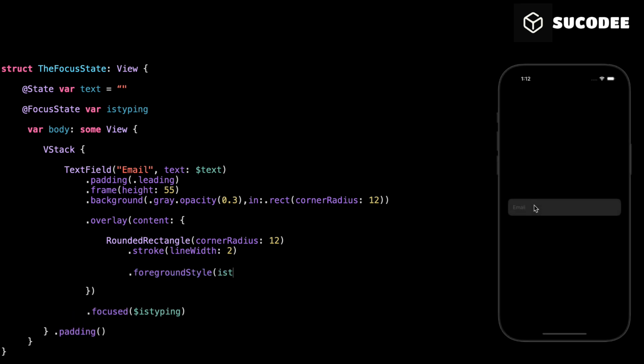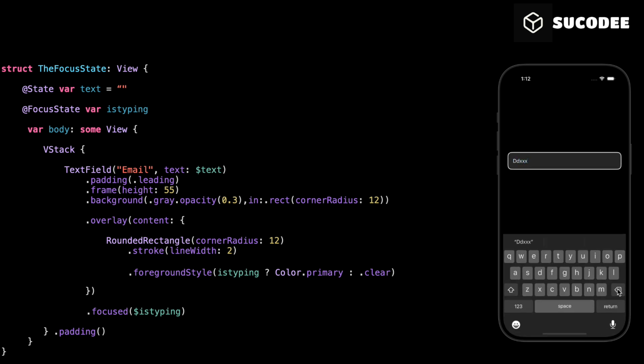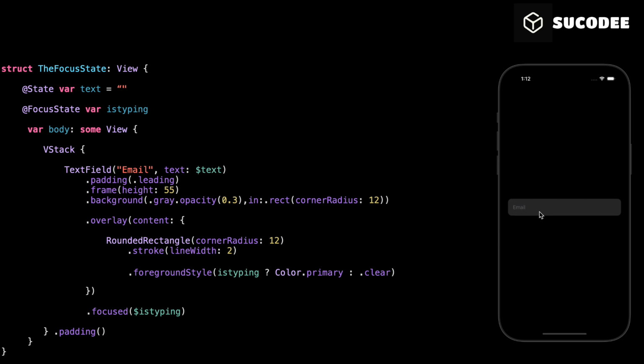And finally, we add a color to our border, but only if the field is focused. If the user is typing, we use color primary. Otherwise, the border is invisible using clear.